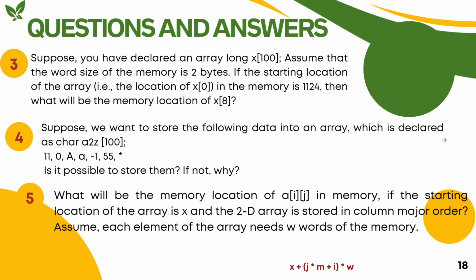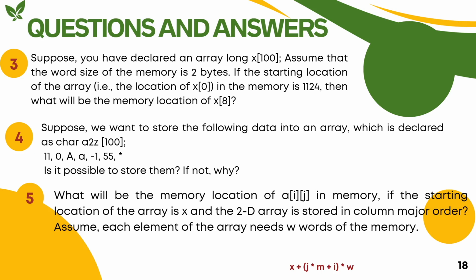The third question is, suppose you have declared an array of size 100 and type long, and assume that every word is taking 2 bytes. If the starting location is 1124, which is the base address, what would be the location of the 8th element? So, first the base address is 1124, plus every element takes 2 bytes, and we are looking for the 8th element. So, 8 into 2 is 16. So, it is 1124 plus 16, the answer would be 1140.